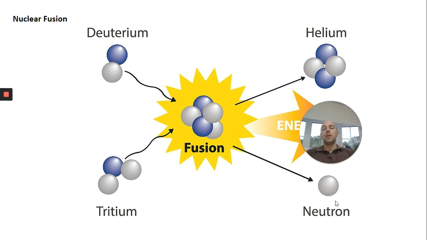At the moment though, this works in stars, it works in atom bombs and hydrogen bombs, but we've not got it working in power stations yet. But remember, fission, the splitting of a large nucleus into 2 smaller ones; fusion, the joining together of 2 smaller nuclei into one larger one.